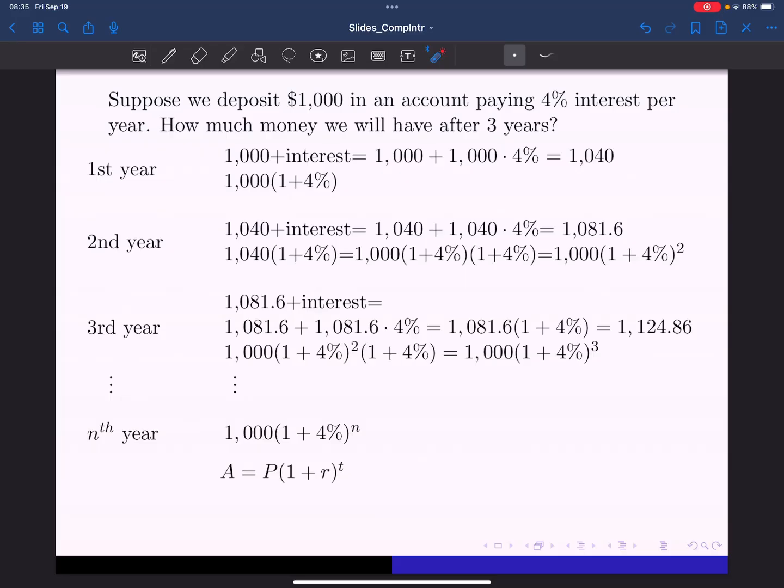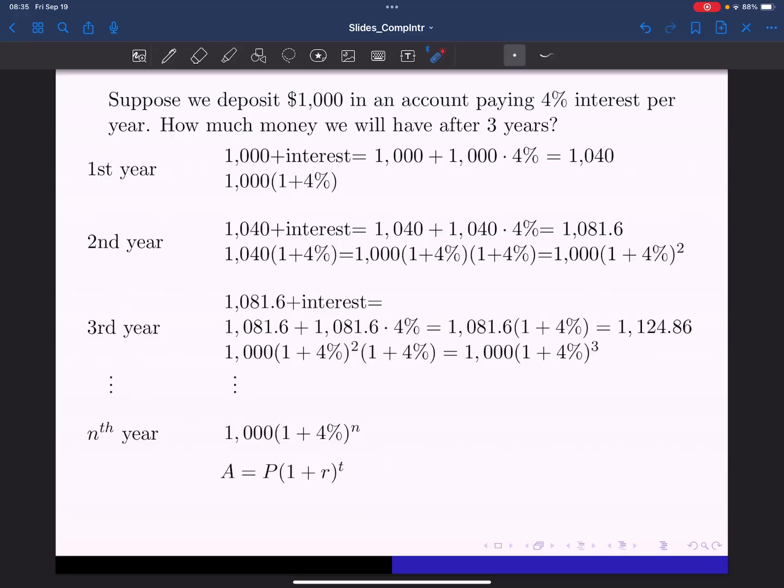So in general, this gives me the formula for compound interest. Compound interest means that the interest I earned, this $40, also generates more money, because the second year's interest is calculated from the original amount and the interest from the first year. So the interest makes even more money for us.